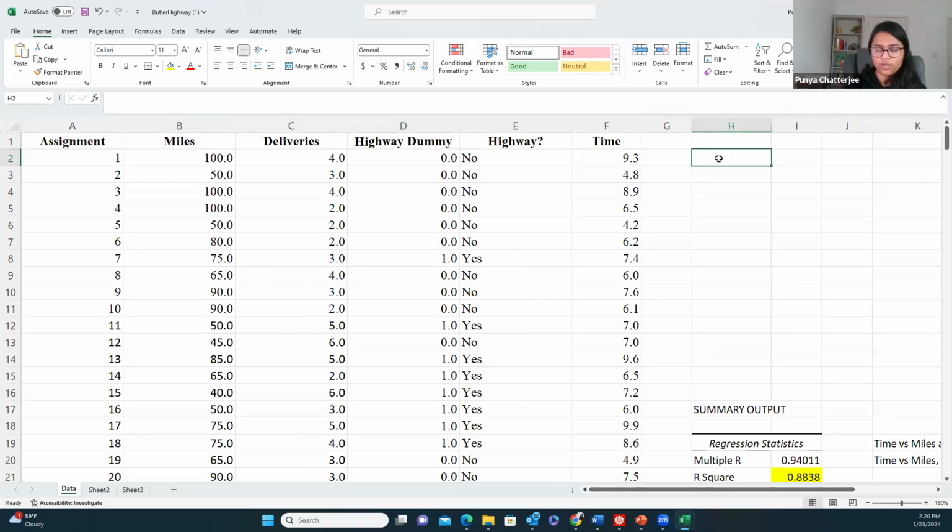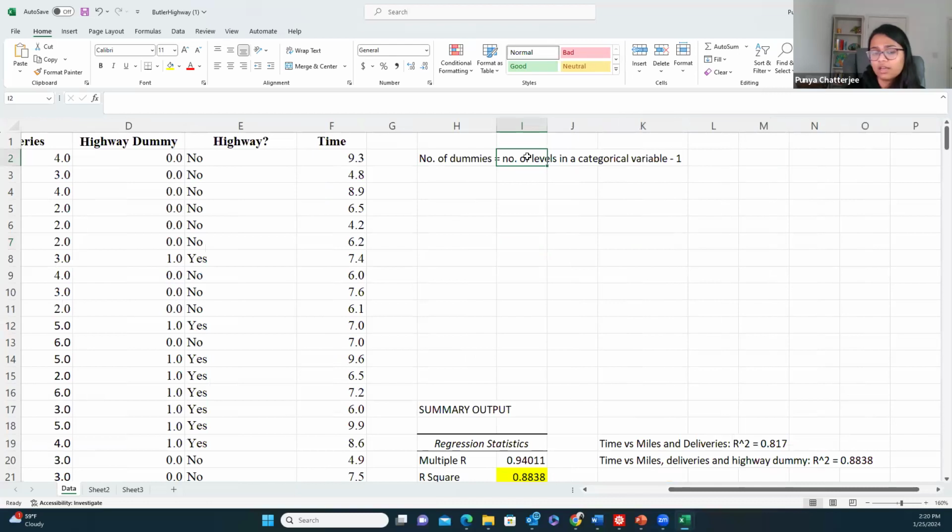So the way to determine how many dummies to create is going to be this. The number of dummies would be equal to the number of levels in a categorical variable, and I'm going to explain what I mean by that, minus 1. So what does the level mean?